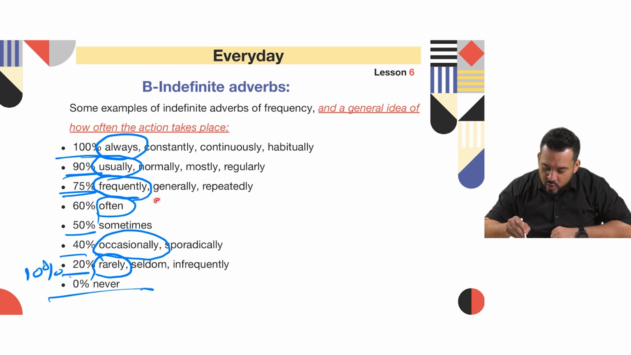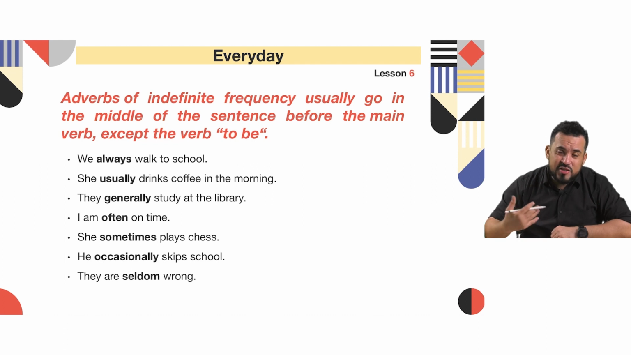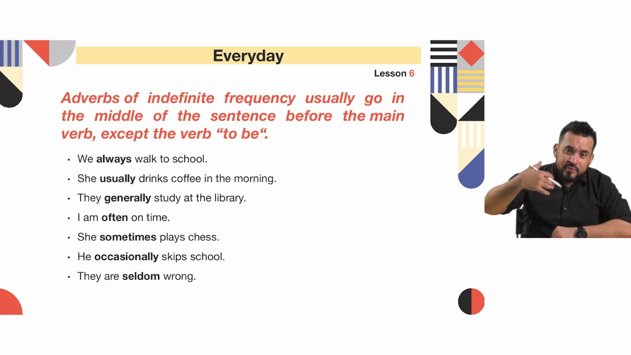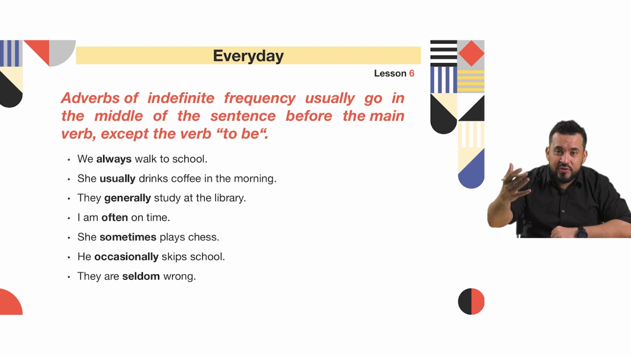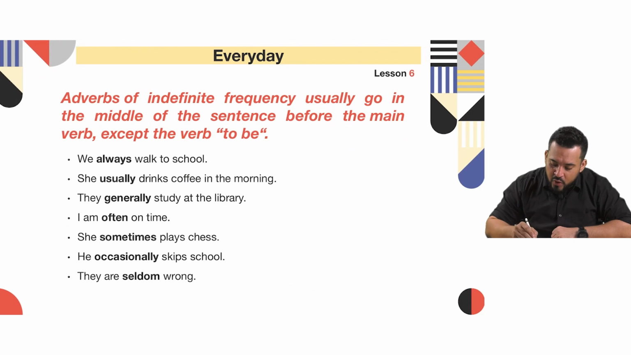Generally is another one with frequently. Okay? Same meaning. That means 75%. I'm often on time. It means most. I'm often on time. It means I'm most likely to be on time than being late. Okay? So 60%. It means more than 50. I'm often on time. She sometimes plays chess.